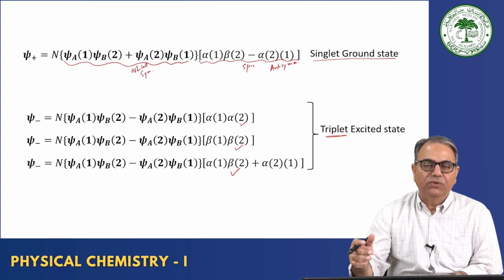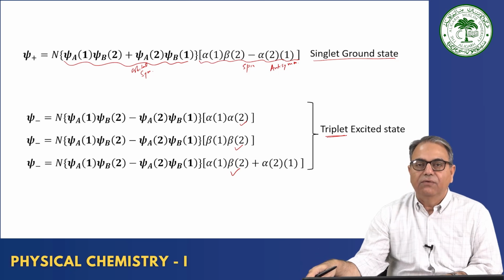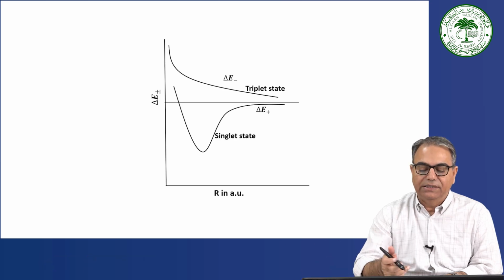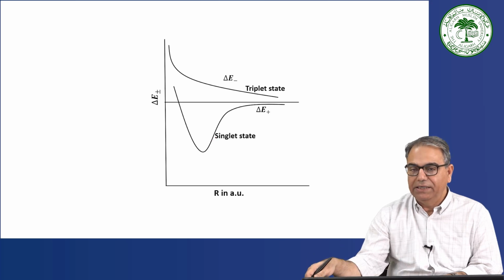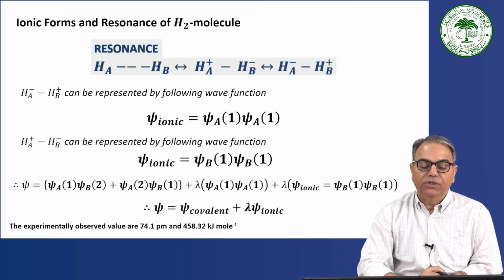Okay. So what you need to do is make some corrections to the orbital functions again, and you can add something called the ionic structures. So this is your triplet state and singlet state. The energy will be lower for the singlet state because this only gives you the binding energy. This I talked about earlier also. So it's the same energy. Now, what we include is ionic forms and resonance of the H2 molecule.